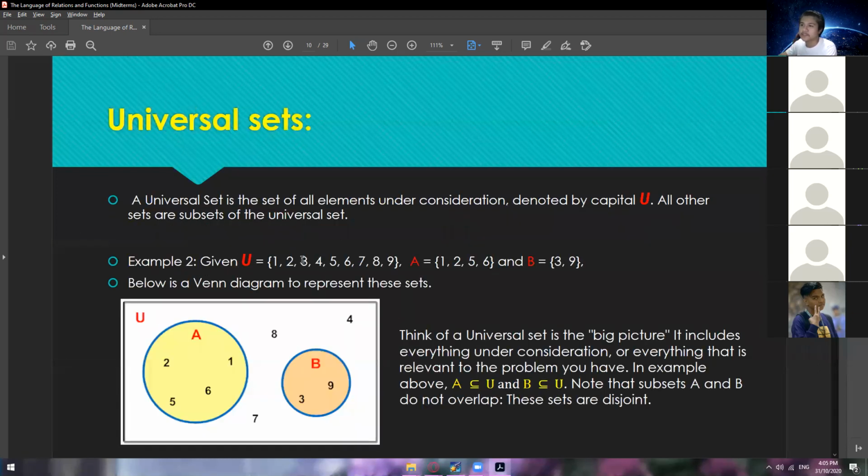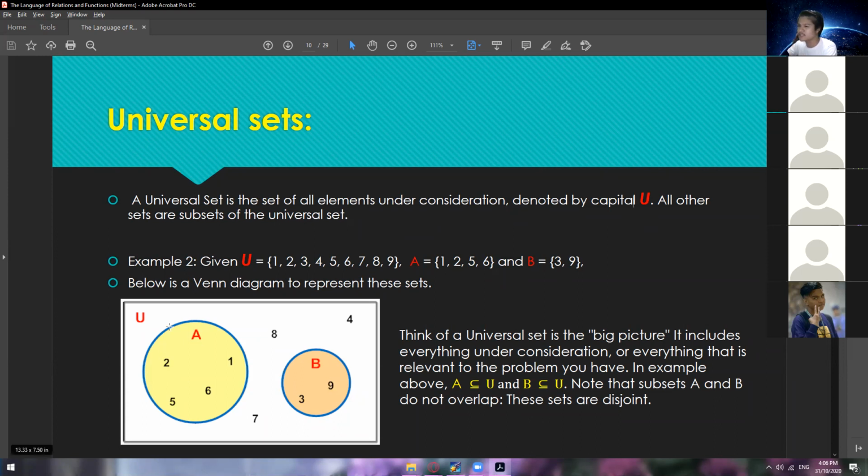So, moving on. Universal set. When we say universal, it is a set of all elements under consideration, denoted by the capital U. Before, we had special letters for real numbers, integers, and rational numbers, and we have one more, which is the letter U. When we say letter U, it is the universal set of the elements under it. Or we could say that all other sets are subsets of the universal set.